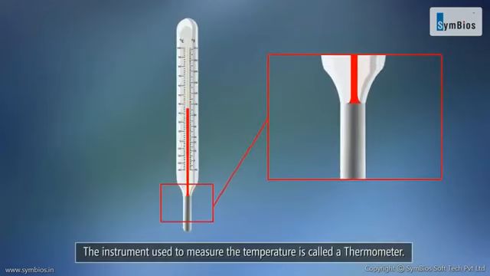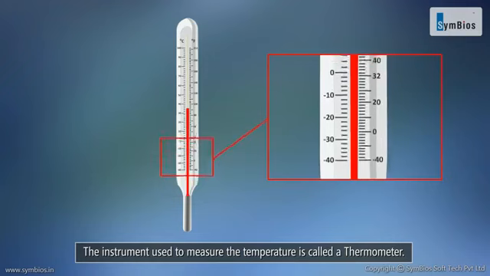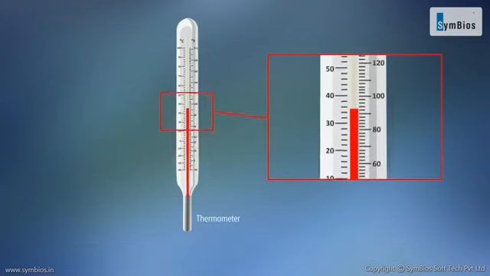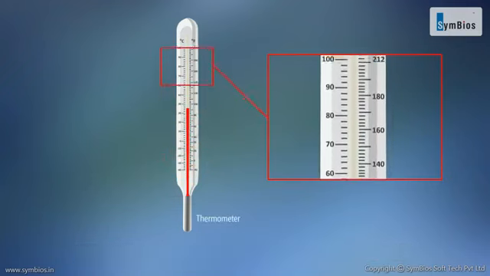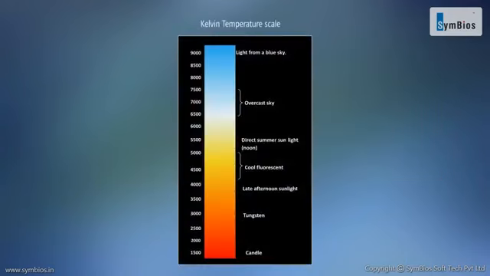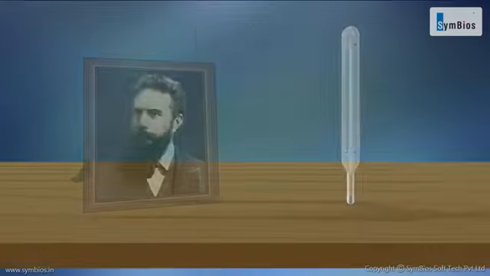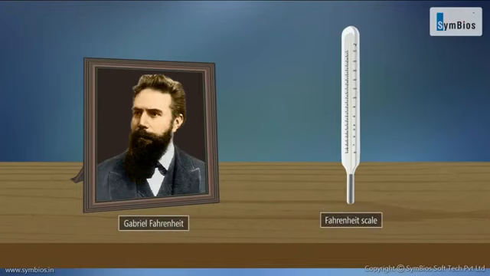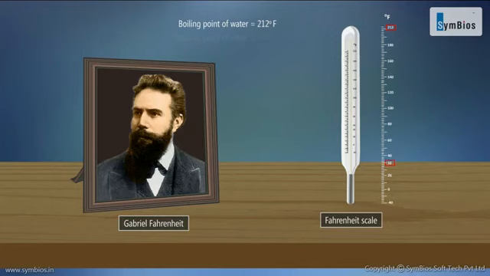The instrument used to measure the temperature is called a thermometer, and the scale most commonly used to measure the temperature is either Fahrenheit or Celsius. The Kelvin temperature scale is also used, but mostly for scientific work. In the early years of the 18th century, the Fahrenheit scale was invented by Gabriel Fahrenheit. He set the boiling point of water at 212 degrees Fahrenheit and the freezing point at 32 degrees Fahrenheit. These two points created the anchors for his scale.